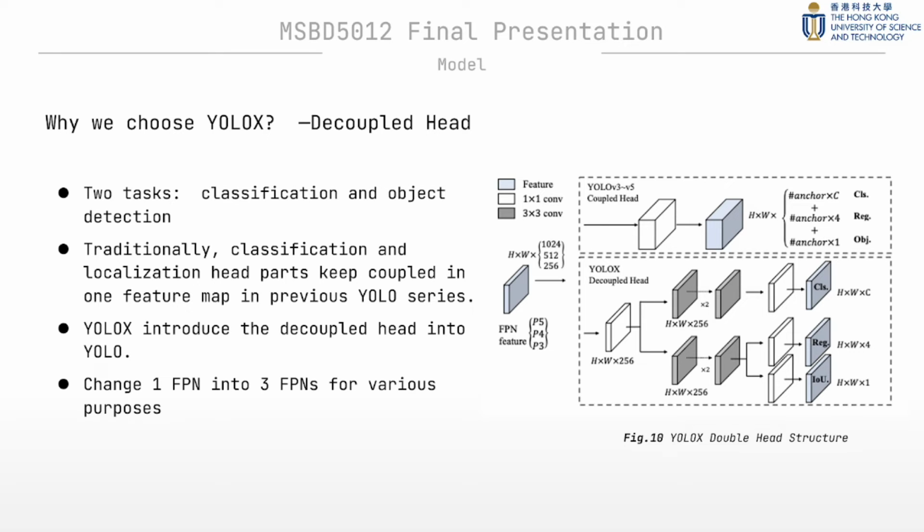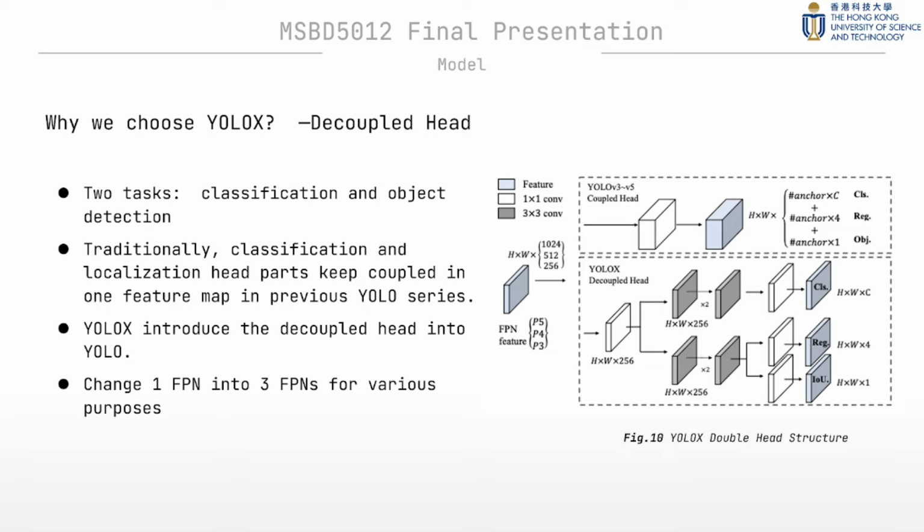Traditionally, classification and localization parts are kept coupled in one feature map in previous YOLO series, while YOLOX introduced the decoupled head into YOLO, which is a very famous strategy in recent research. The largest change is changing one FPN into 3 FPNs for various purposes. The detailed structure change is shown on the right.